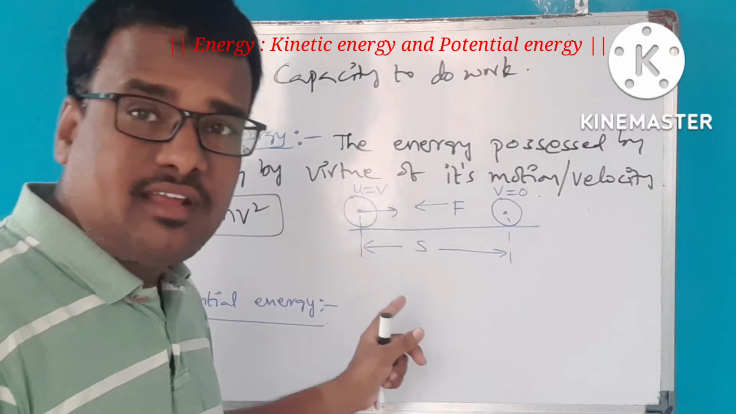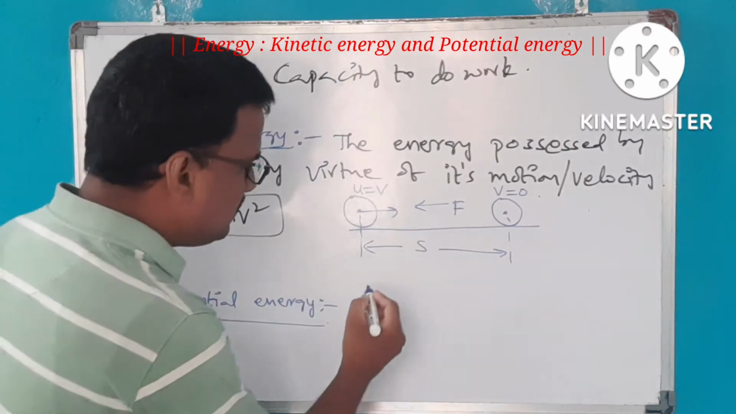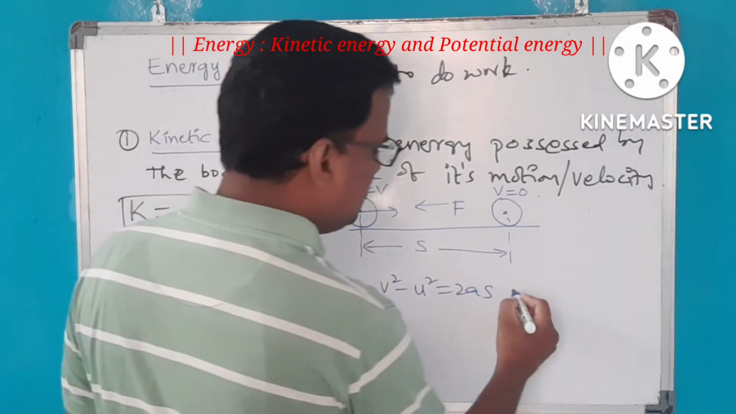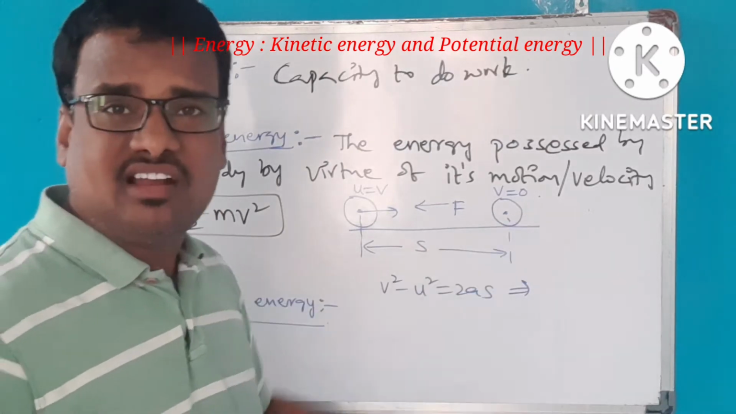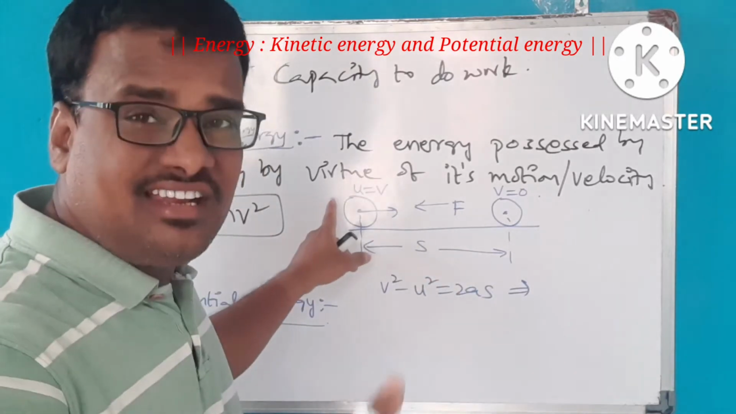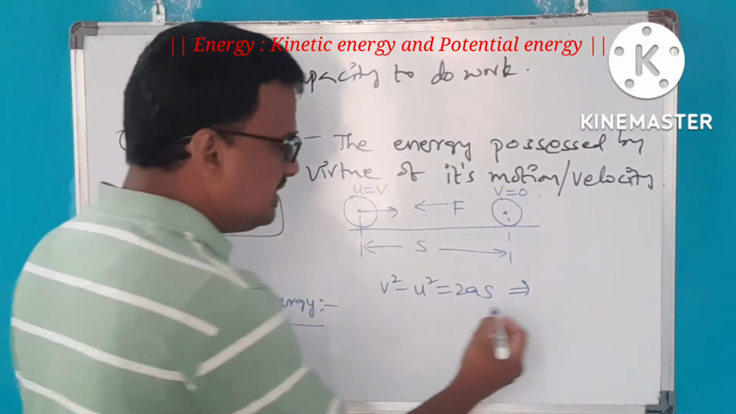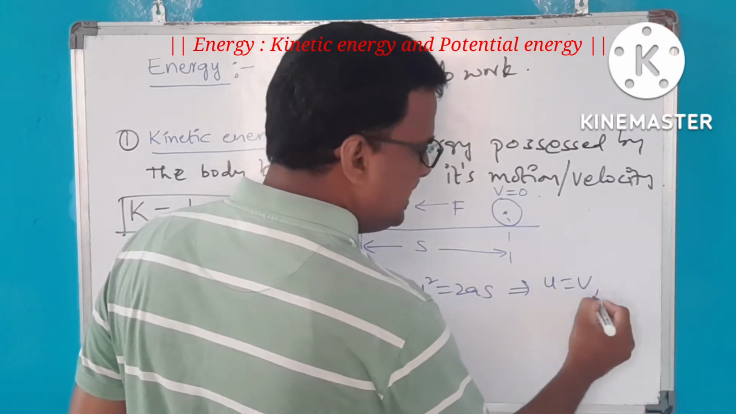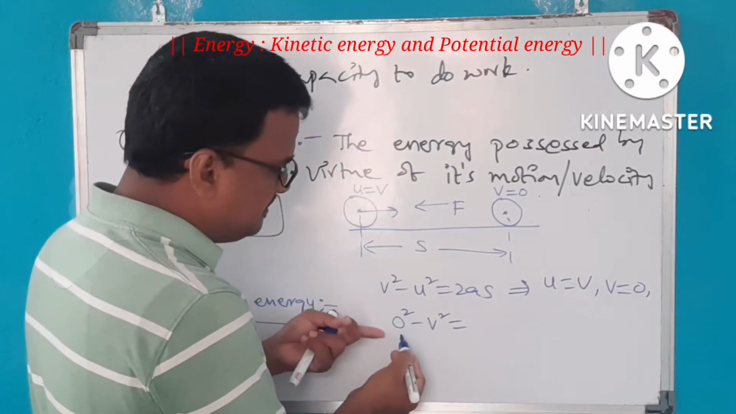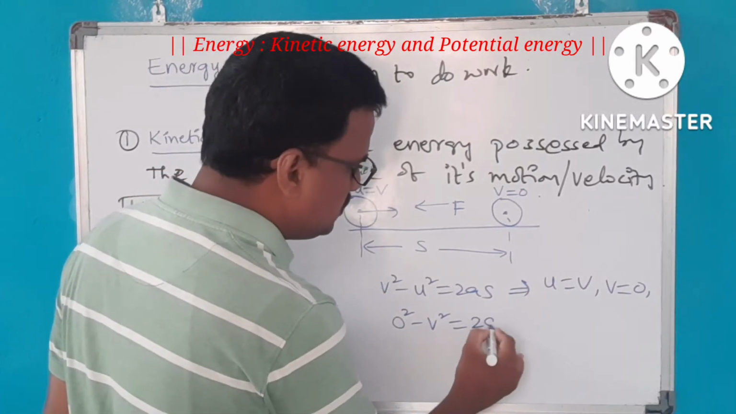Now we have to derive the equation for kinetic energy, half mv square, using this example. We have the kinematic equation v square minus u square equal to 2as. Here the final velocity is 0, because finally the body will be stopped. But the initial velocity we consider as v, because it is already moving with some initial velocity v. So we substitute u equal to v, final velocity 0, and the displacement is s. So 0 square minus v square is equal to 2as.